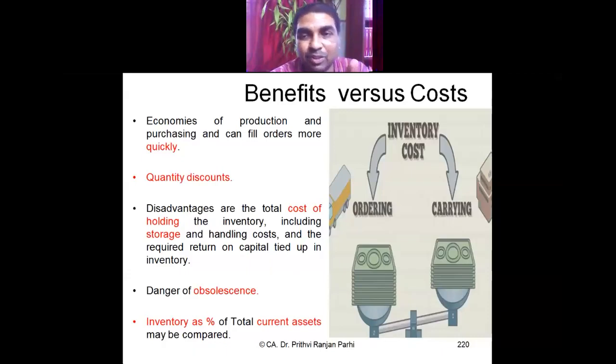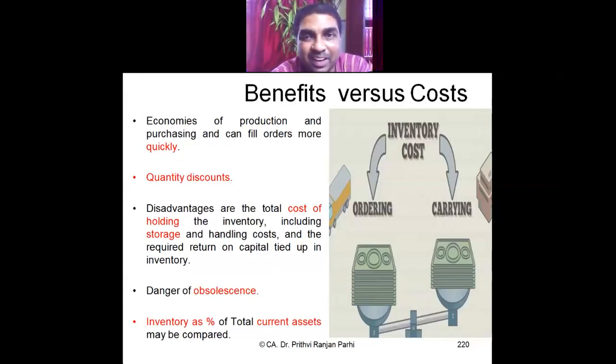So if you order more, the advantage is that things will always be available with you. Everything will be available at your stores, so quickly it can be made available for operation. And there is a possibility that you can also get quantity discount. But the disadvantages involve the cost of holding, the cost of storage. There is a risk of obsolescence.